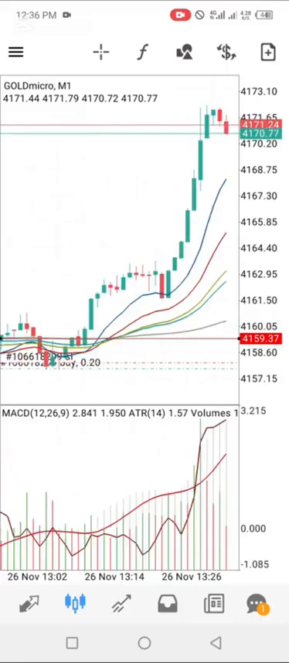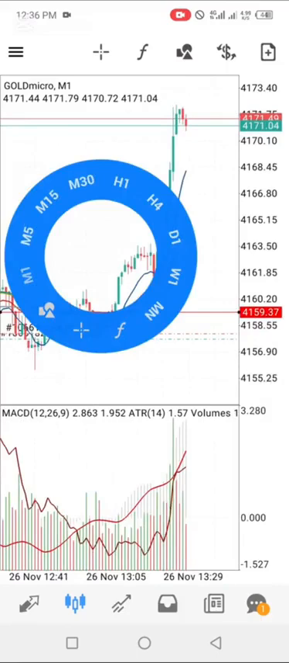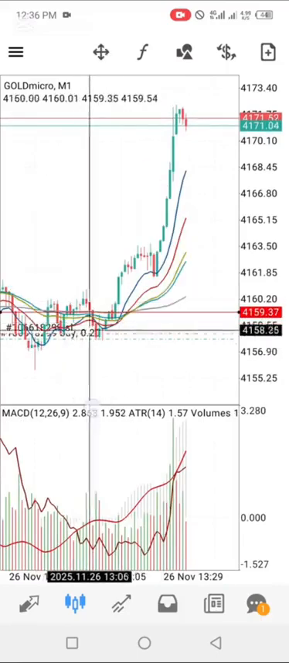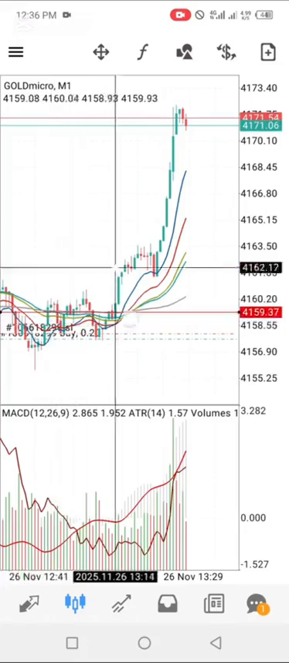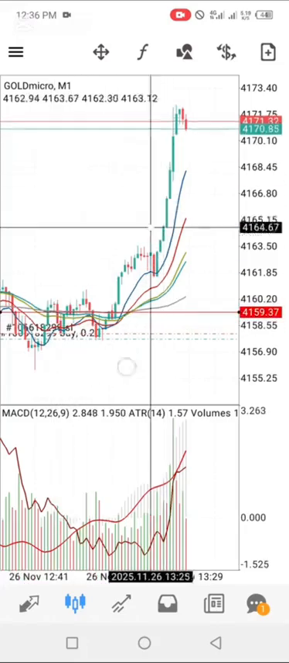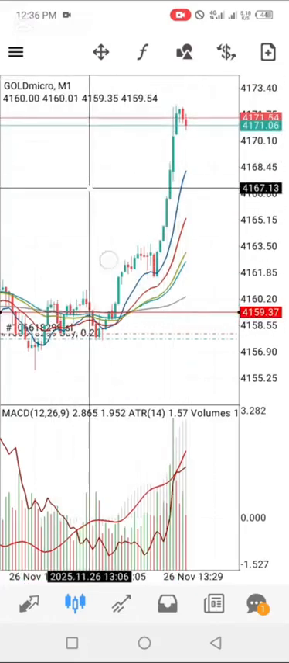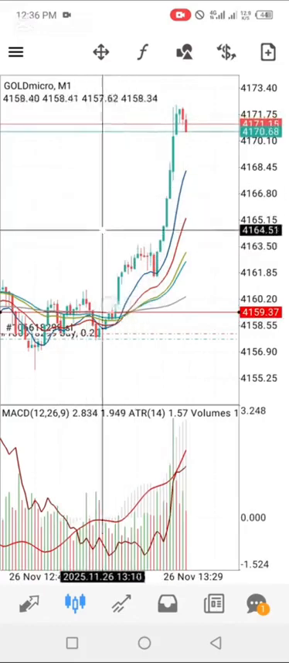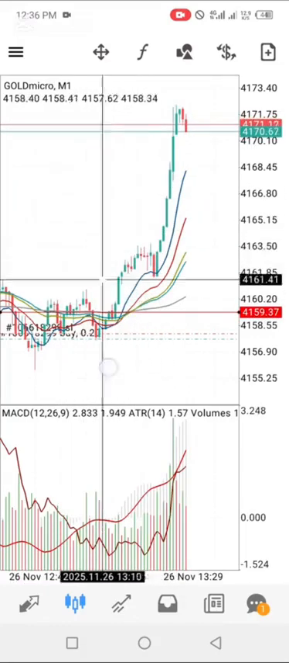As you can see, we managed to get this entry from below here. Look at the consolidation happening here and how we took this. We took this trade to here. So let's do it. I'm going to show you everything.